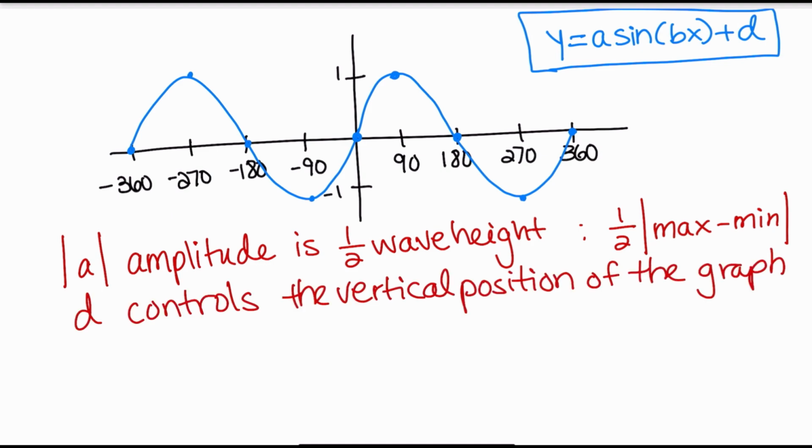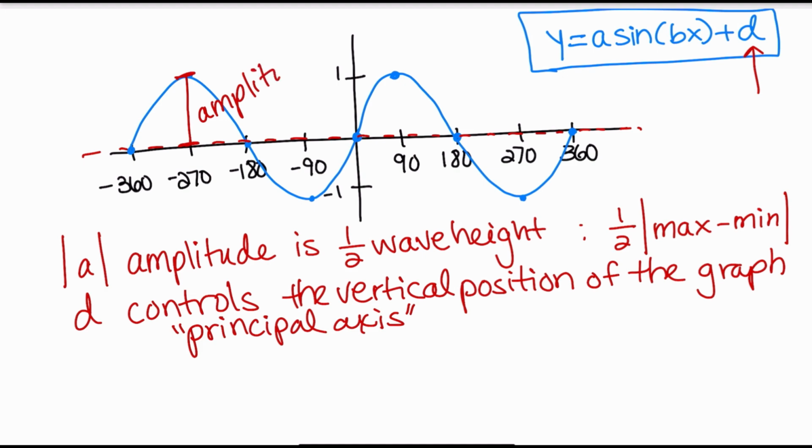Notice that D in the equation right here is basically your vertical shift. It controls the vertical position of the graph. This is what we call the midline or the principal axis. And this is the place where the graph is constantly going back to. Notice that it's going to be the one that cuts the graph in half. And so from this midline or principal axis, to go from the line to the top of the graph, I know that this is going to be the amplitude.